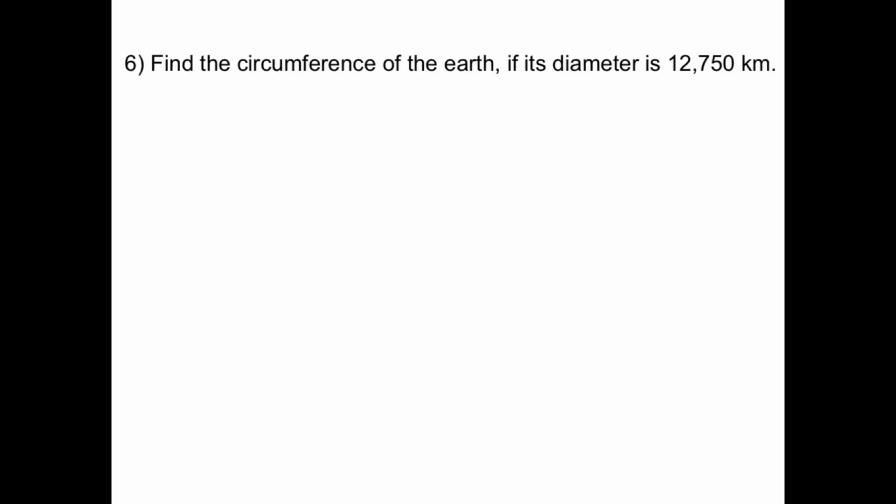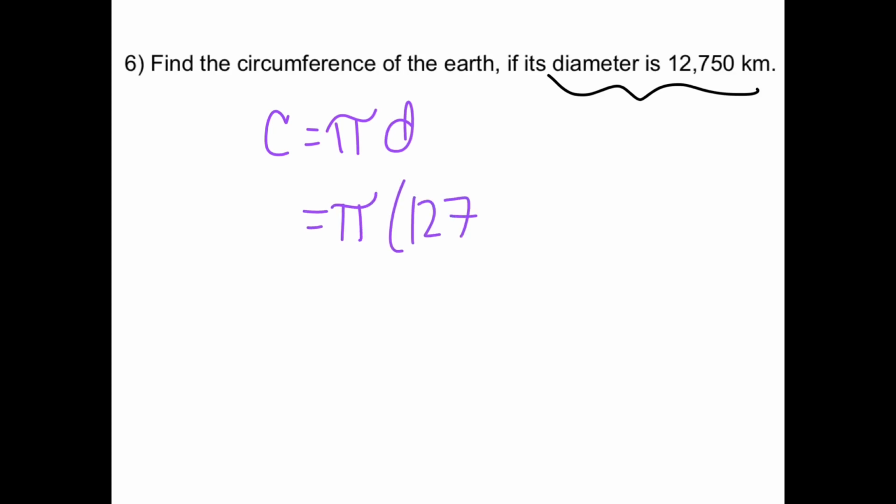In this word problem, we are asked to find the circumference of the Earth if the diameter of the Earth is 12,750 kilometers. So in this example, we are given the diameter. So I am just going to use the C equals pi times D formula. So pi times 12,750, and we're going to calculate that out.